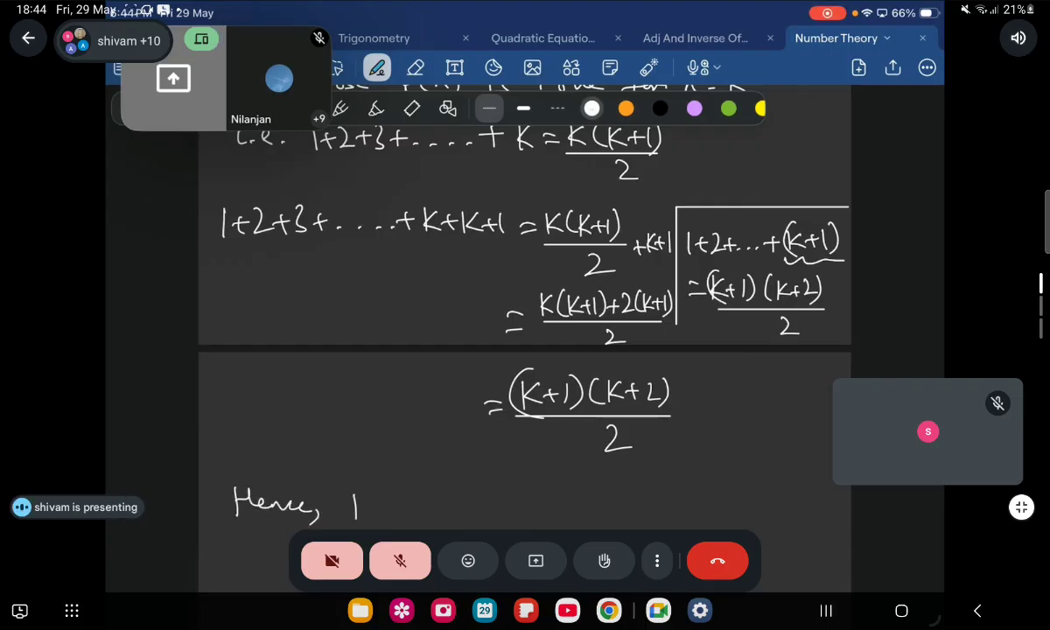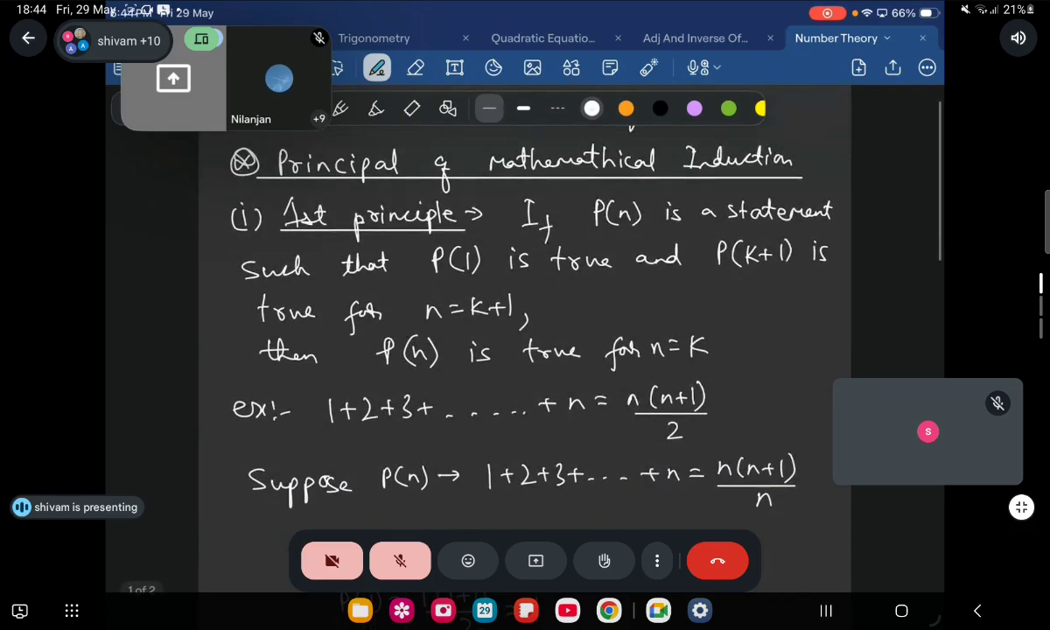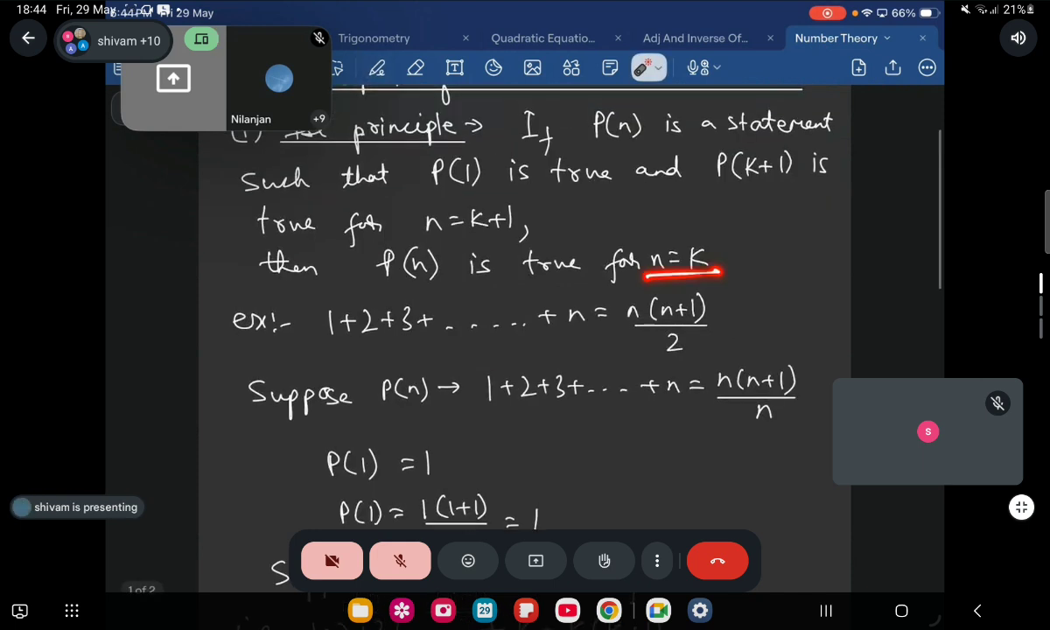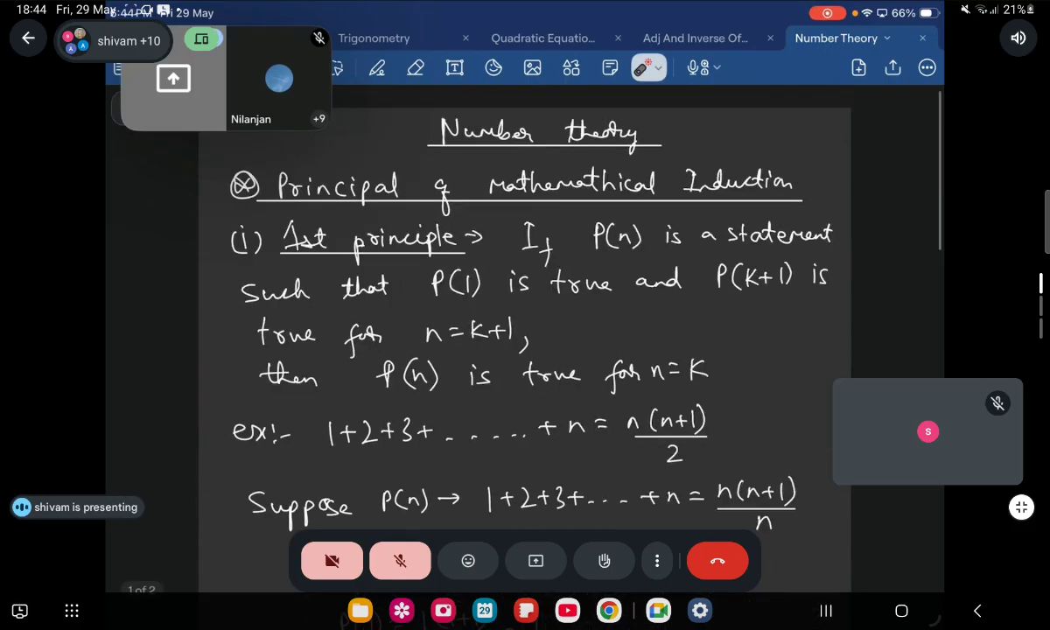Hence, Pn is true for n equal to k plus 1. Okay. Means what? See, the whole point of mathematical induction is that the statement Pn will be true for all n belongs to natural number. If it is true for n equal to k, then it will be true for n equal to k plus 1 as well.